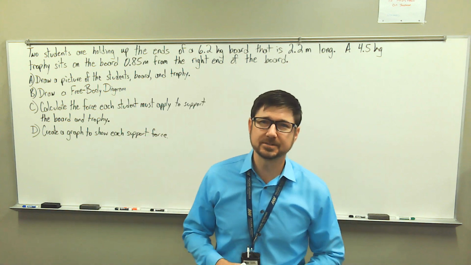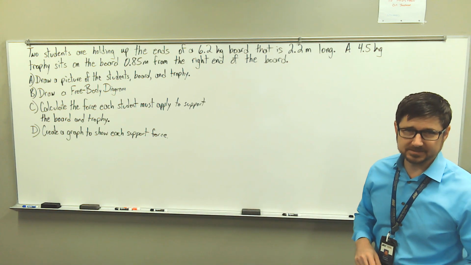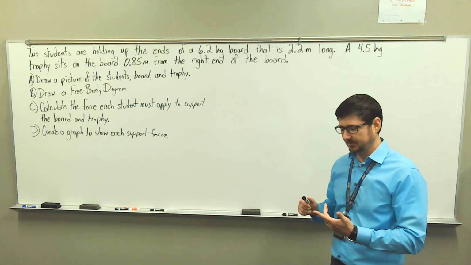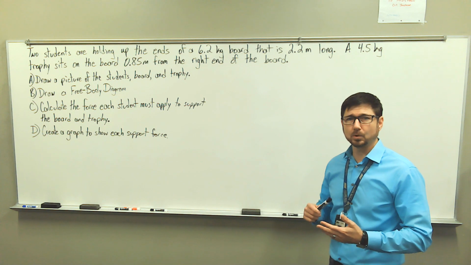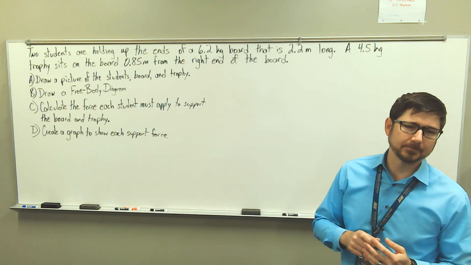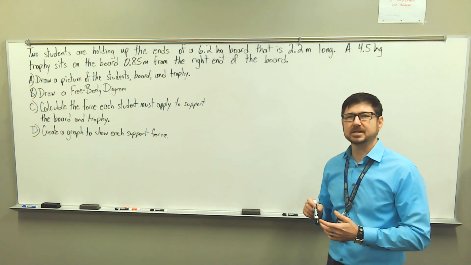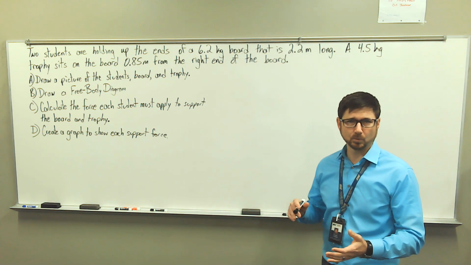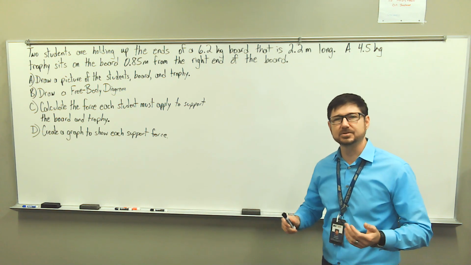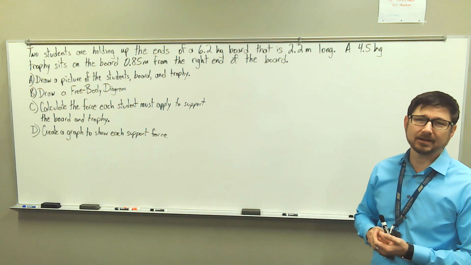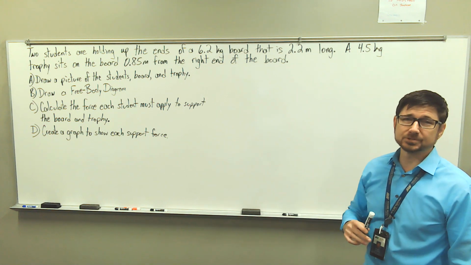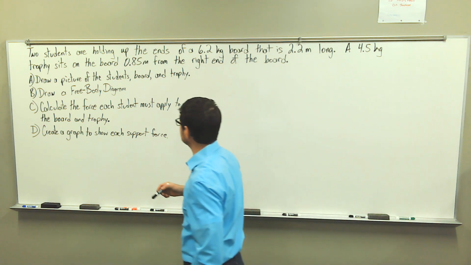So in this question, it's wanting us to complete four things. In part A, it wants us to draw a picture of the students, the board, and the trophy. In part B, it wants us to draw a free body diagram. And then in part C, it wants us to calculate each support force that the students are going to apply to the beam. And then in part D, it wants us to create a bar graph representing each support force.